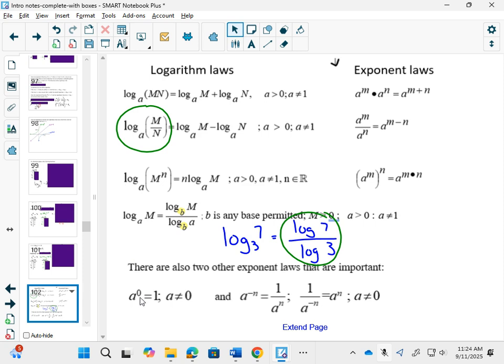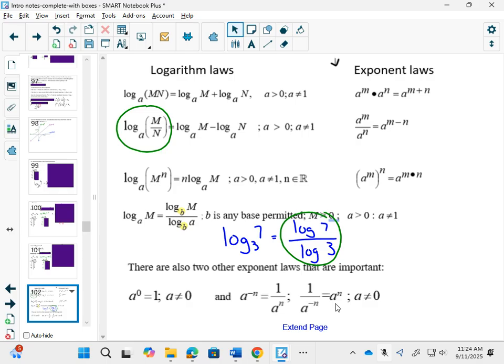Remember these exponent laws? Anything to the 0 is 1. And negative exponents means that you could write it as 1 over. Basically, anytime you have a negative exponent, think of it as a fraction, it flips to the other side of the fraction. So if your negative exponent was in your denominator, it can move up to your numerator.